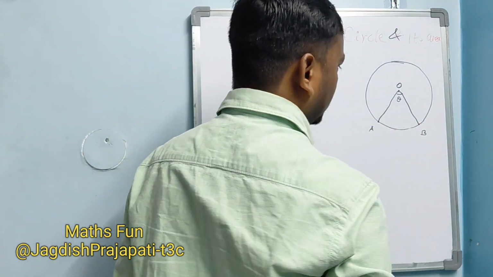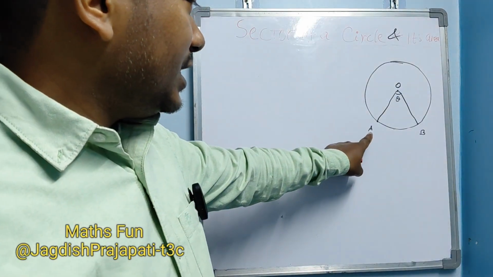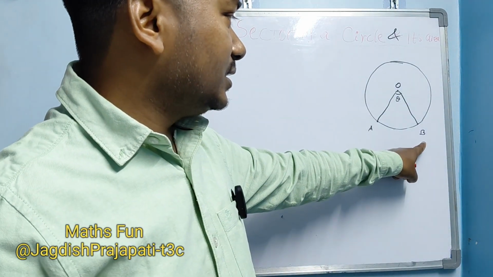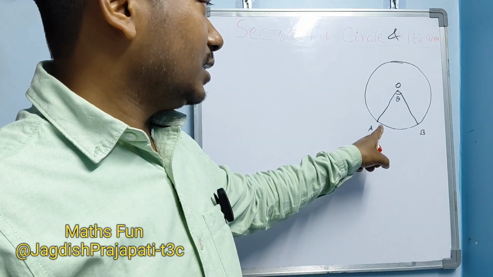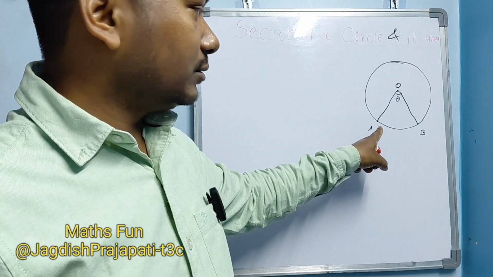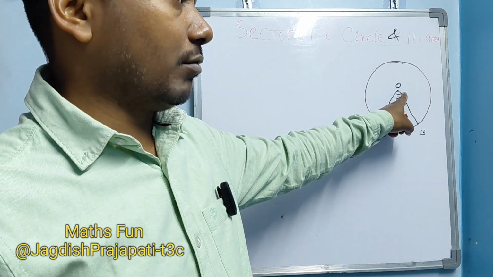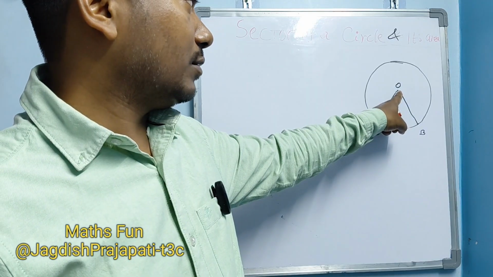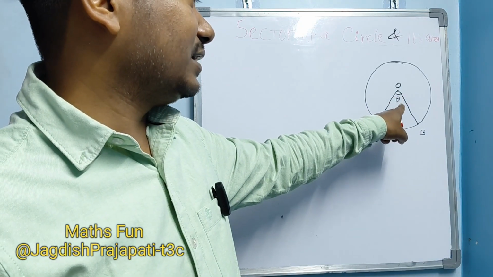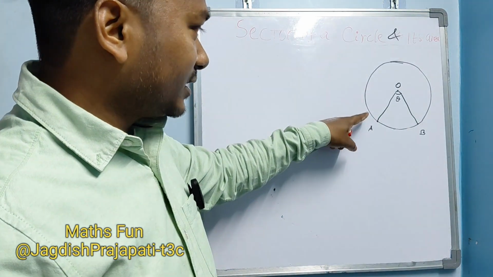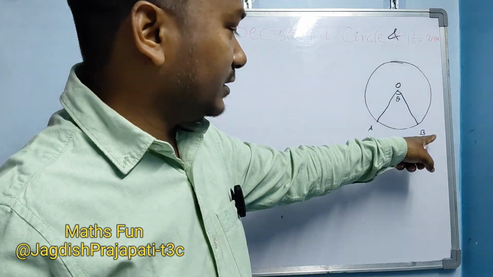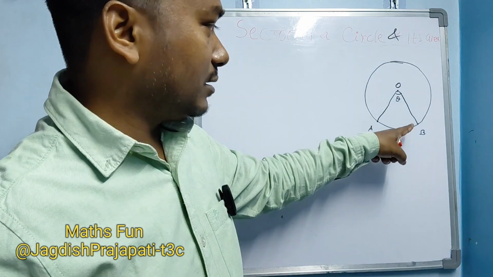So now AOB is a sector of the circle with center O. Once again I am repeating my sentence. Now in this situation, AOB is a sector of the circle.